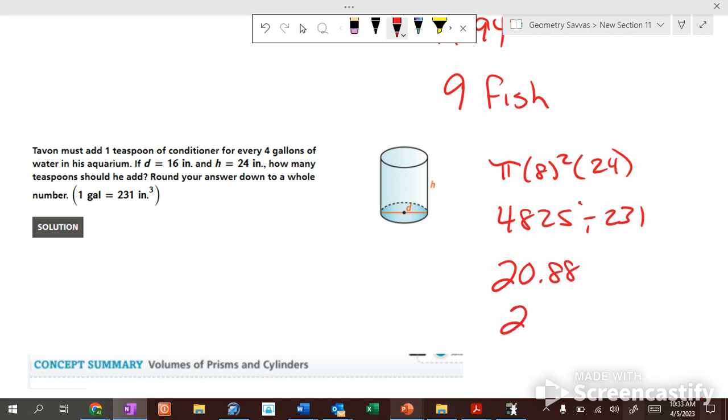20.88. So it says round your answer down to the nearest whole number. So we'll just say there's 20 gallons of water in there. If it takes 4 gallons for every 1 teaspoon, how many teaspoons will he add? 5 teaspoons of conditioner.